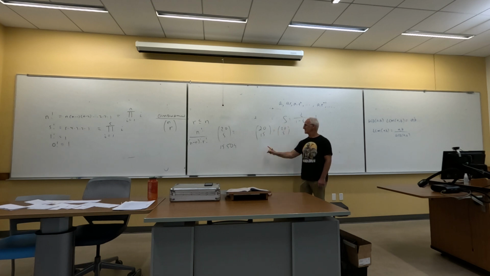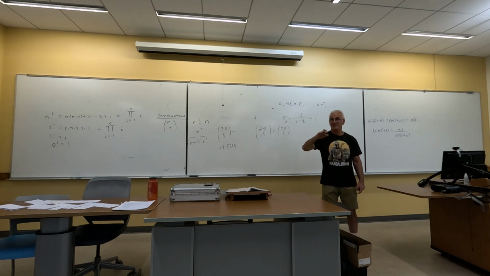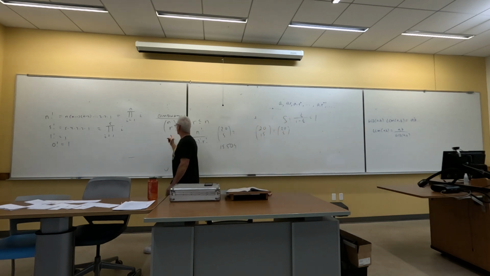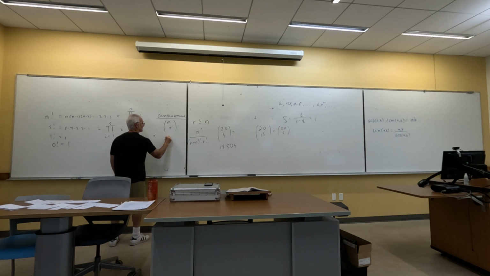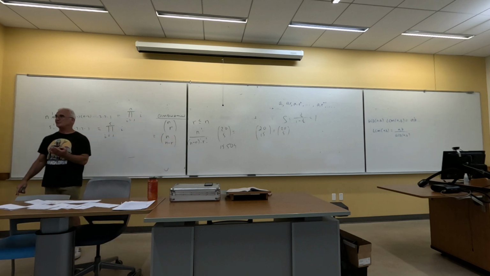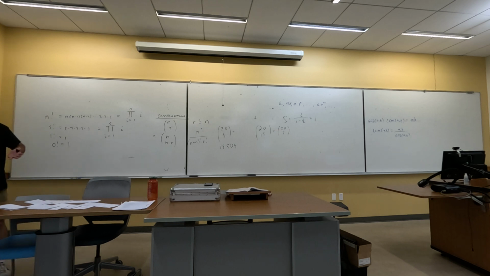Why is it the same answer? Because these have the same denominators. One of them's going to be a 5 factorial, one of them's going to be a 15 factorial, the 20 minus 5 factorial. In other words, 5 and 15 add up to 20. Oh, so one of the first identities we have is that n choose r is always equal to n choose n minus r. So to choose 5 of you and to leave 15 of you behind is exactly the same calculation, isn't it?